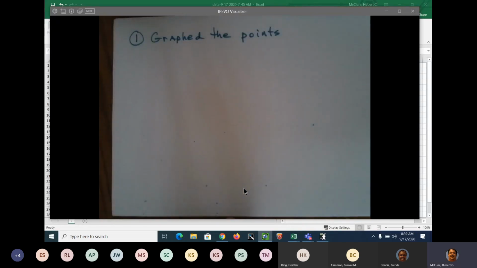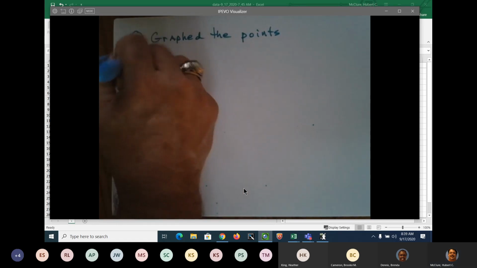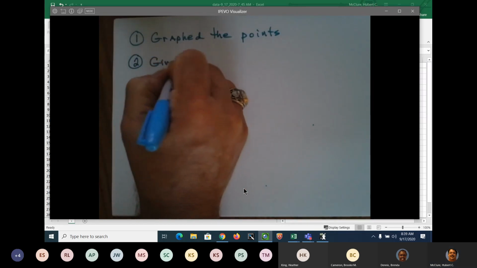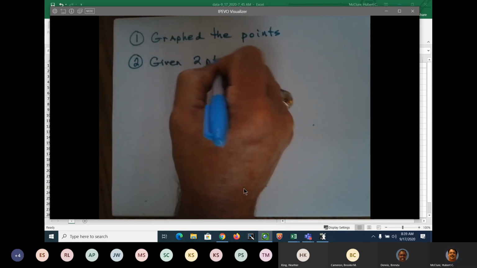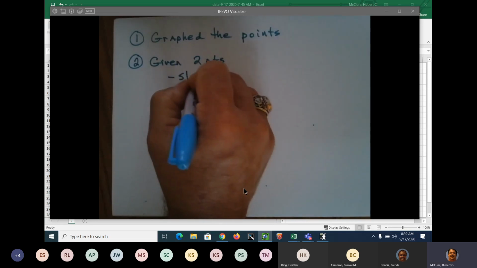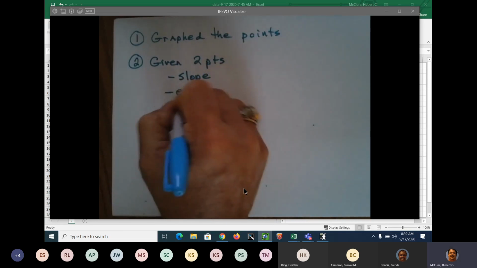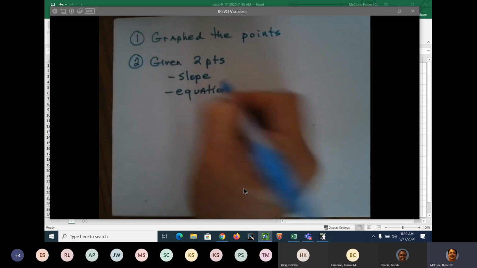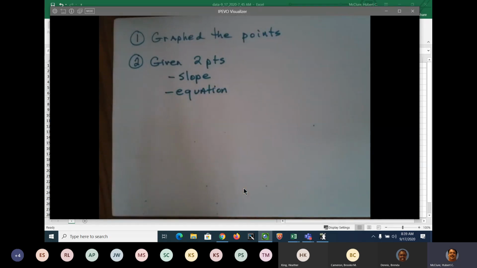Okay, you can do that with your calculator or your Excel spreadsheet or StatCrunch. 2, we are given 2 points. Find the slope and the equation. We did that. Now that takes a little bit of algebra, and you have to actually do that.